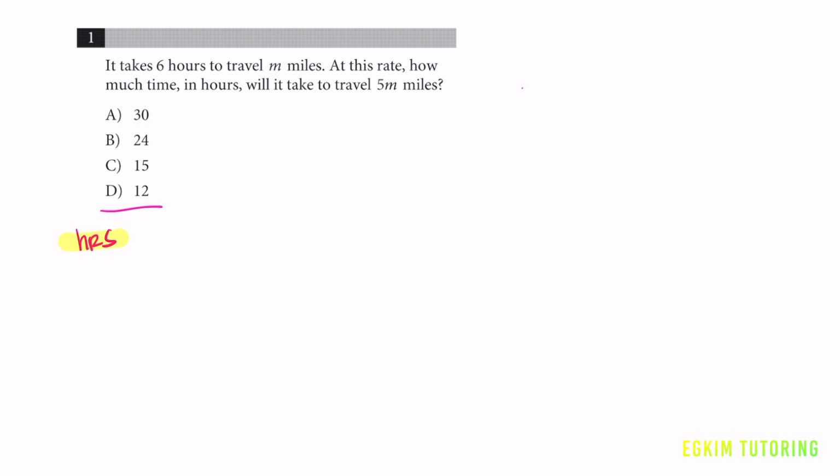Method 3 is the one that I always recommend in general. It's where you set up the rate as a ratio. So for example, here it would be 6 hours for every m miles. Since this never changes, you can set it equal to another ratio with the information they gave you. Just make sure that your units are always consistent. If you have hours on the top on the left side, then you need to have hours on the top on the right side, and miles should be on the bottom. Here we don't know how much time it is, so we're going to put x hours on top. And then they told you that you traveled 5m miles, so that should go on the bottom.